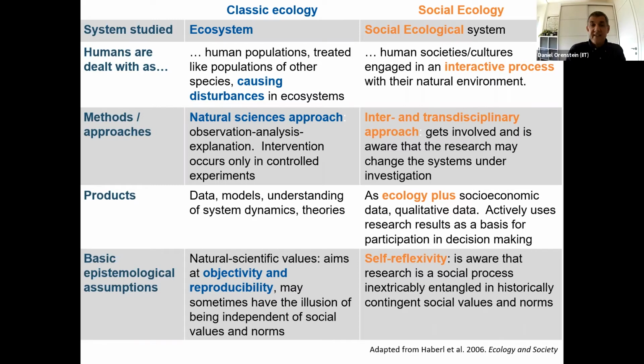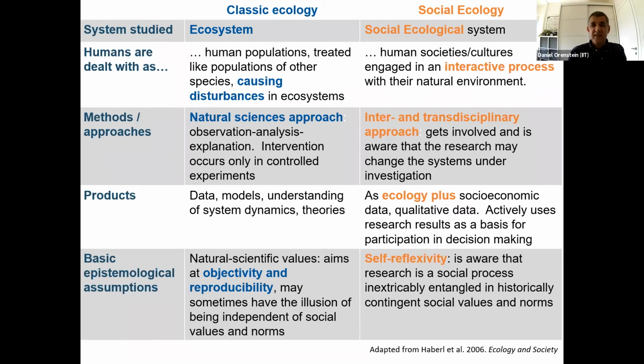Methods and approaches: classic ecology uses natural science approaches, hypothesis testing, observation and analysis, explanation, whereas social ecological approaches tend to be more introspective, tend to utilize more qualitative approaches as well, and certainly approaches that look at the interaction between the two systems. The products are different. The products of classic ecology are to produce data, to produce hypotheses, to test theories, to understand how life works. On the other hand, social ecology is very objective oriented towards policy and towards problem solving. Not always, but certainly in the way that we're trying to implement it within LTER.